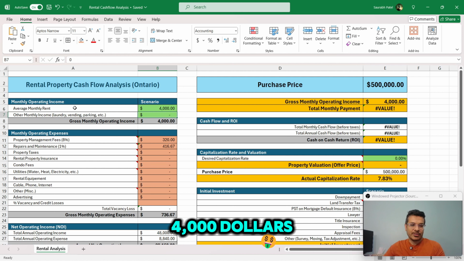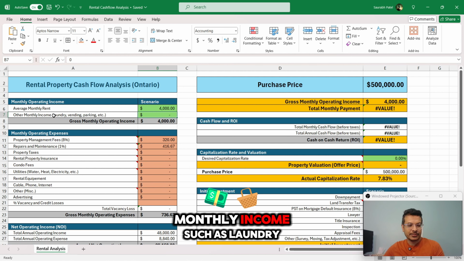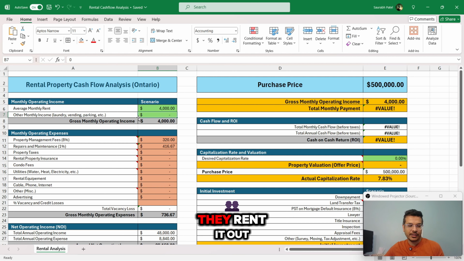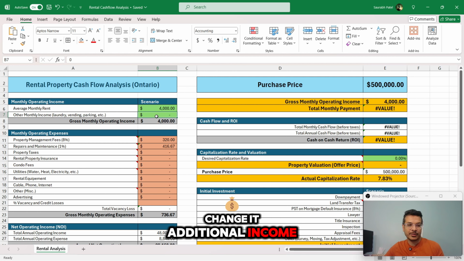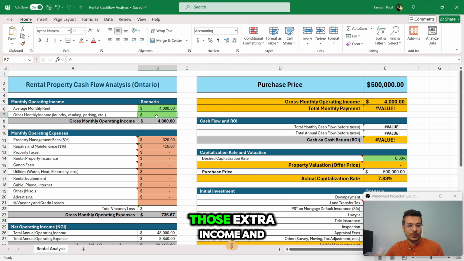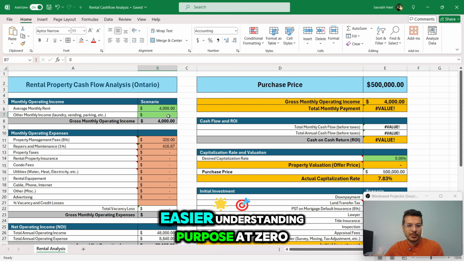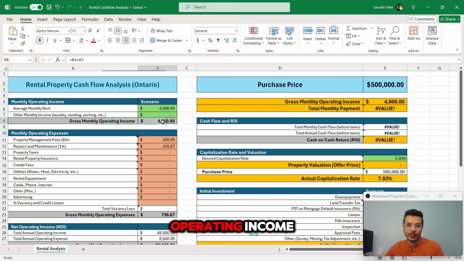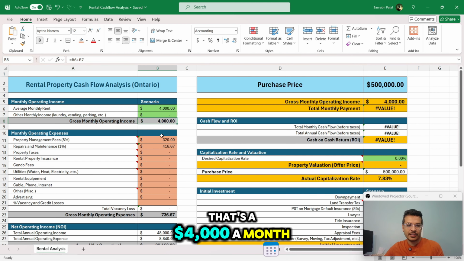So I'll just put $4,000, and there can be other monthly income such as laundry, vending, parking. I've seen that many people who have duplexes or maybe have an extra parking, they rent out those parking spaces to generate additional income. Even I have one of the properties on which I am renting out the parking and I'm getting $100 per month from that. So you can use those extra incomes and put them over here. But right now for easier understanding, I'll put zero because not all properties have those benefits. So that's going to be your gross monthly operating income, that's $4,000 a month of rent.